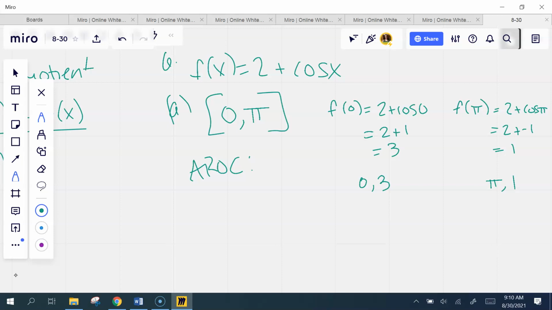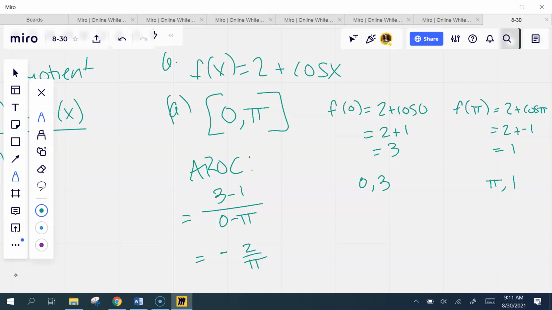Why are you graphing it? No, I'm just asking why you're graphing it. Because I heard the cosine is negative 1 and 1. I think you're overthinking this. So 3 minus 1 over 0 minus pi. The average rate of change over that interval is negative 2 over pi.